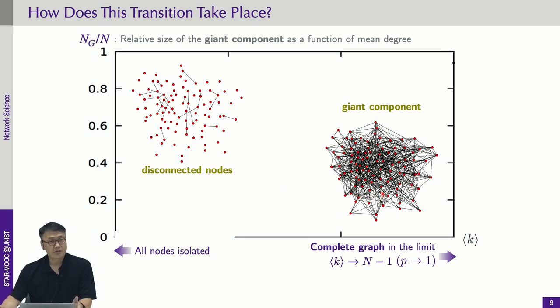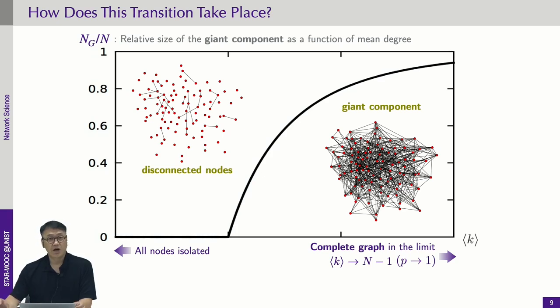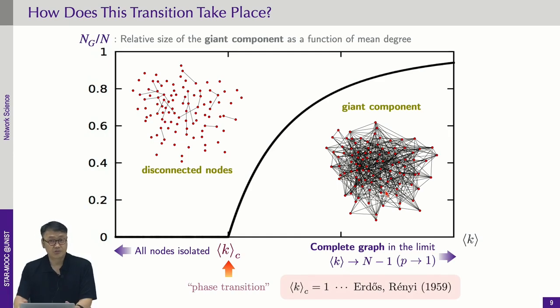But how the transition occurs is not a trivial question. In fact, the transition takes place in a more or less abrupt manner at a critical value of the mean degree. And the critical value turns out to be 1. This is actually one of the major contributions made by Erdős and Rényi in their 1959 paper. But a question still remaining is, why not a gradual increase instead of the transition-like behavior?